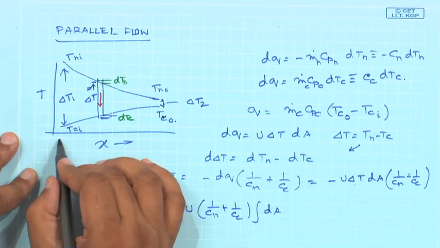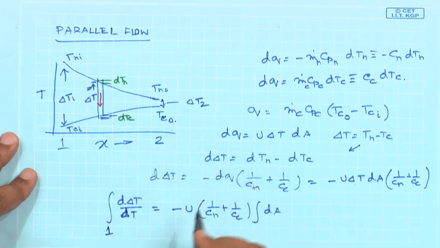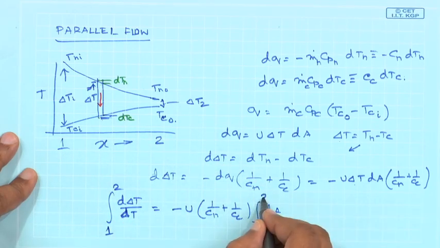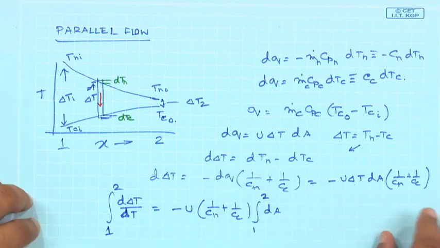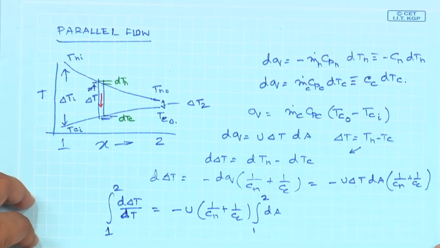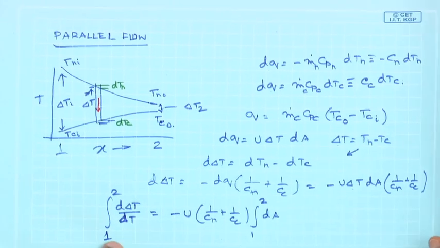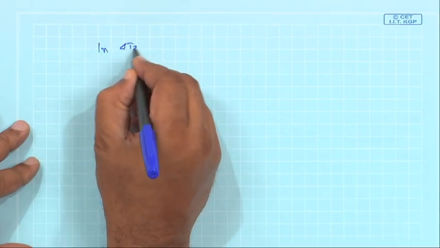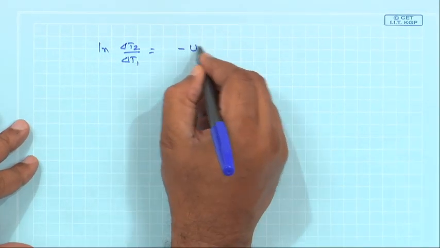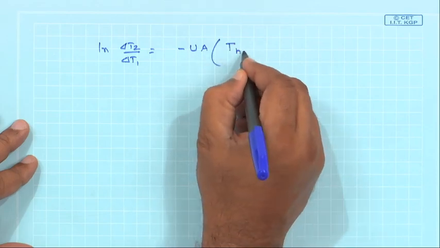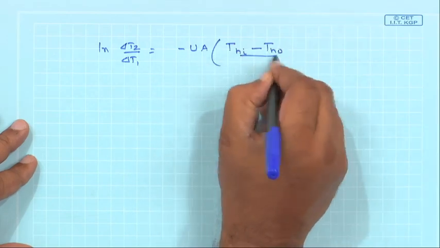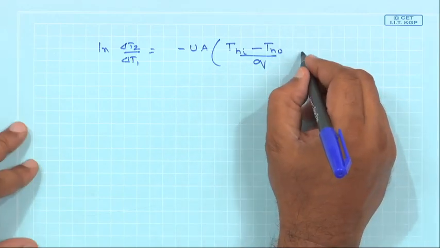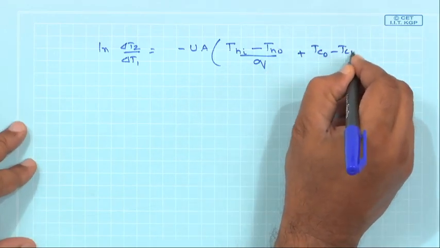So, this is at location 1, which is my location 1, and this is my location 2, between 1 to 2. So, that is a simple expression which can be obtained, and once you integrate this with the locational values incorporated in there, what you are going to get is simply ln delta T 2 by delta T 1 is minus U times A times (T H I minus T H O) by Q plus (T C O minus T C I) by Q.